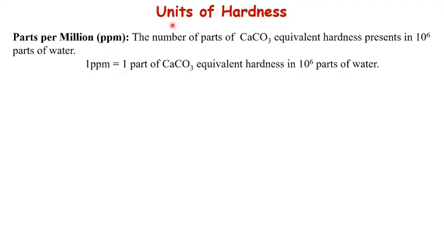Now, the important thing is: what are the units of hardness? There are several units of hardness. One is parts per million. Parts per million means one part of calcium carbonate equivalent hardness in 10 raised to the power 6 parts of water. It can also be represented as 1 ppm equals one part of calcium carbonate equivalent hardness. Please remember this: equivalent means hardness may be caused by some other salt, but on this scale, it is equivalent to calcium carbonate in 10 raised to the power 6 parts of water.